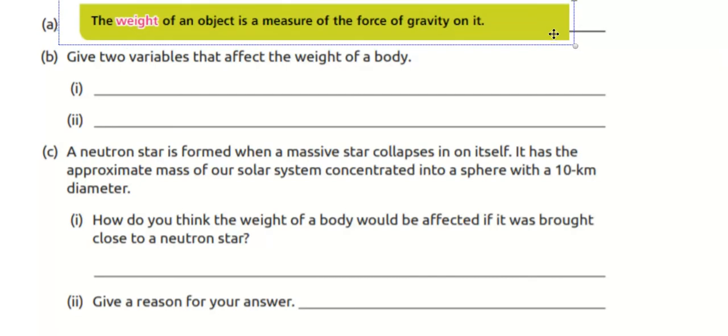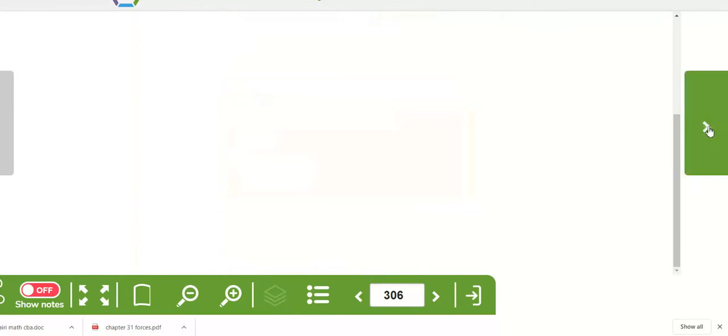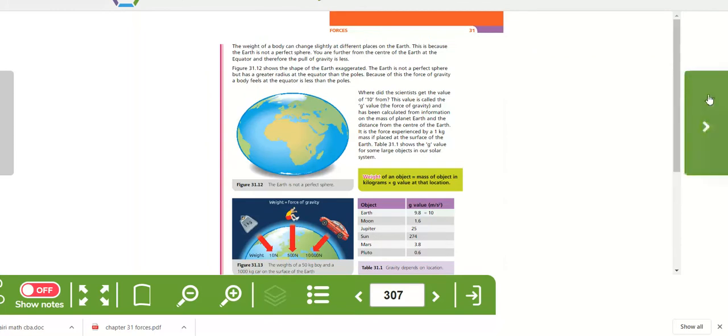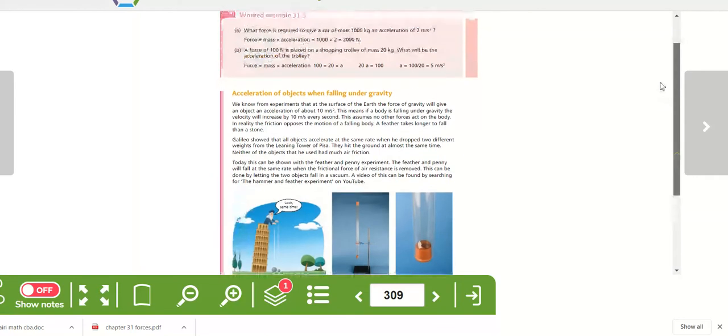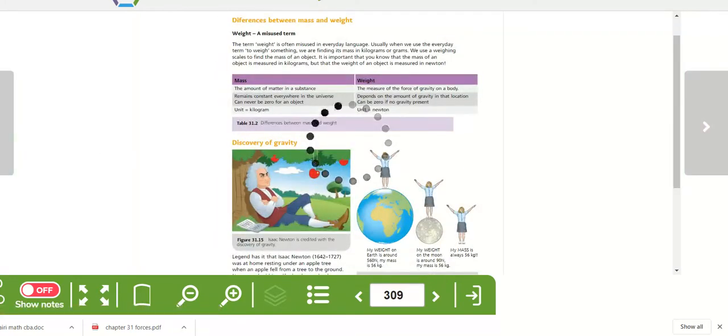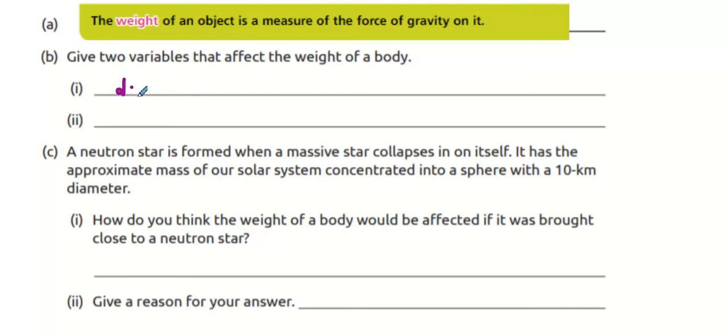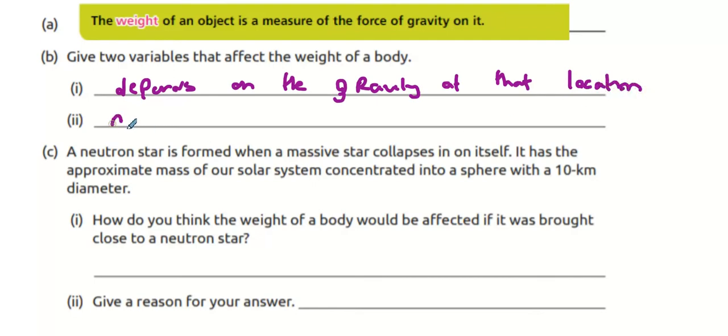Now part B. Give two variables that affect the weight of the body. Well, I think it's the mass of the body and basically what the gravity of the planet you're on is. But look, we'll have a look at that as well. We go over here. It's factors that affect your weight. Okay, it depends on the amount of gravity in that location, and it can't be zero. Depends on the gravity at that location, and the mass of the body.